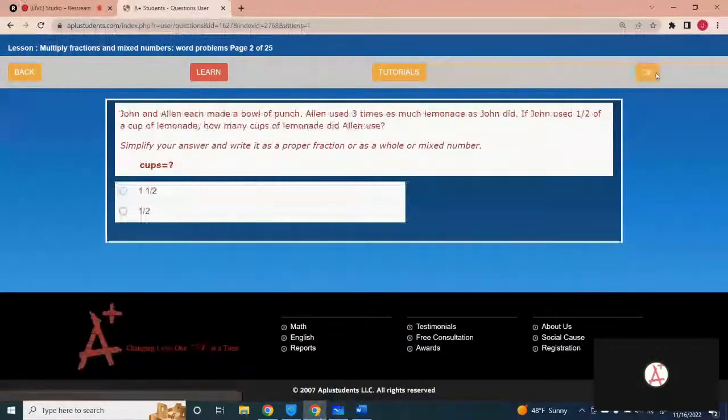Okay, the next one is John and Alan each made a bowl of punch. Alan used 3 times as much lemonade as John did. If John used half of a cup of lemonade, how many cups of lemonade did Alan use? Okay, so John used half, but Alan used 3 times as much as John did. Got it? So, half.